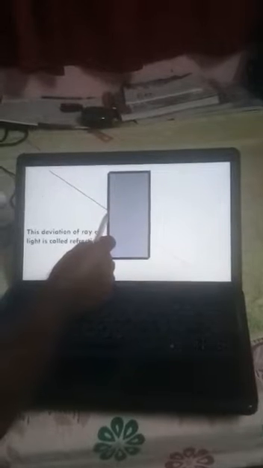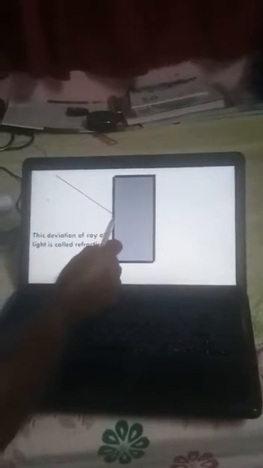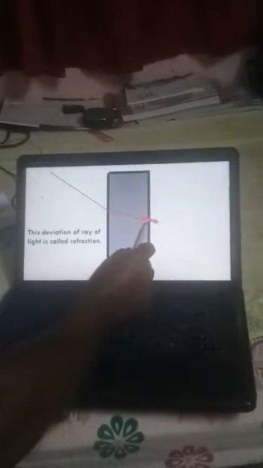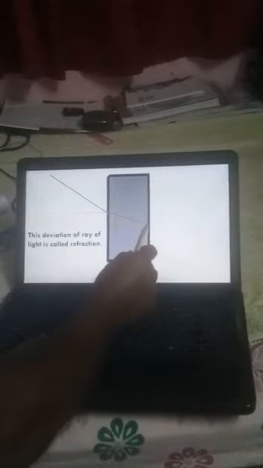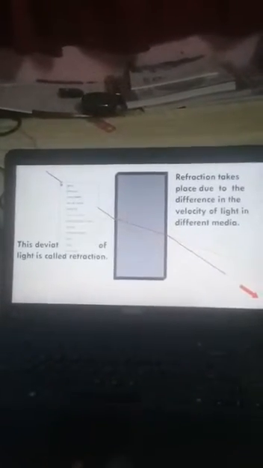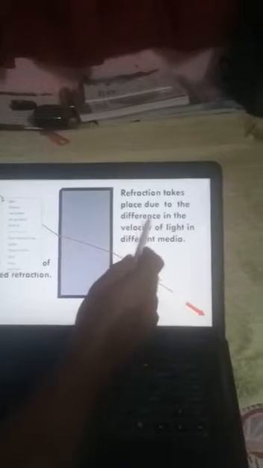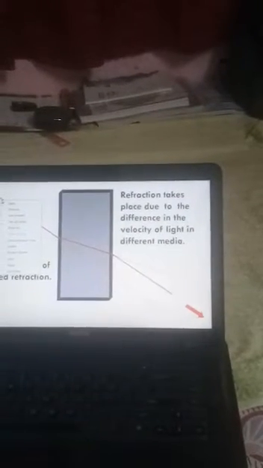Here the light ray comes from here and it falls here. It is supposed to go straight in the dotted line, but it is changing its path. Instead of going like this, it changes the path like this. Then instead of going straight like this, it is changing again. This deviation of light ray is called refraction. And refraction takes place due to difference in velocity of light in different media.